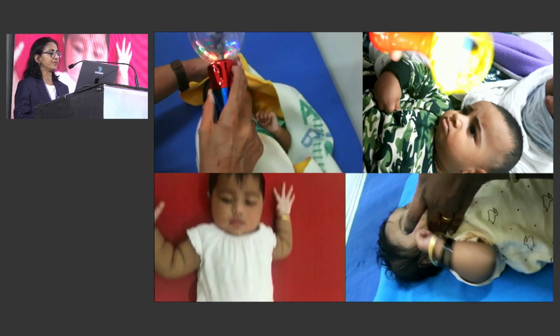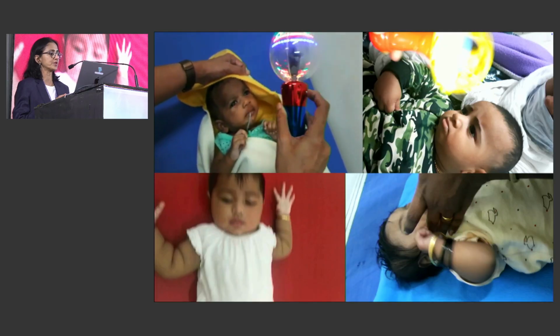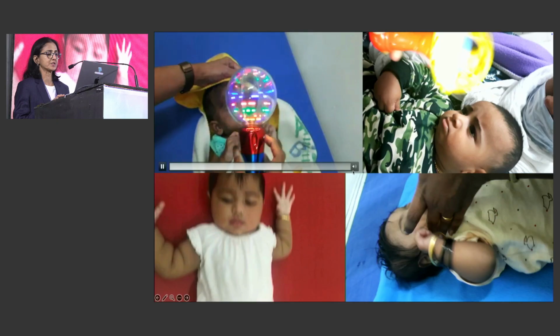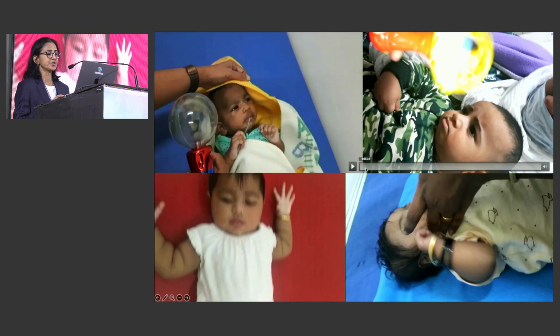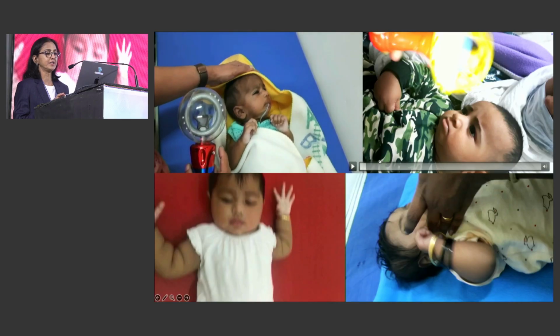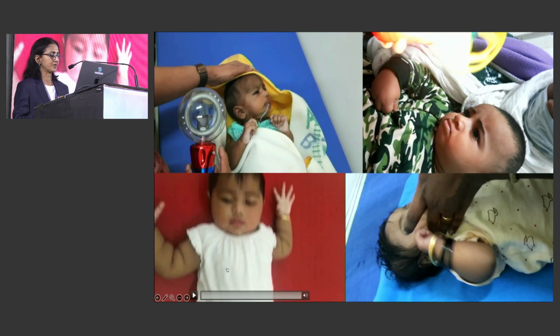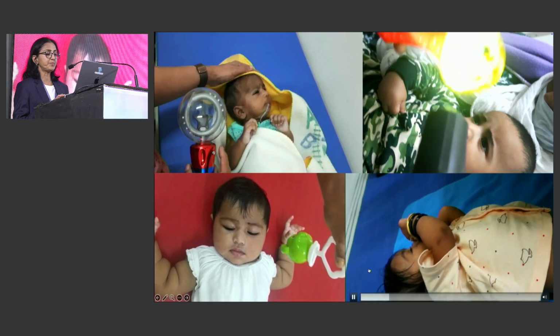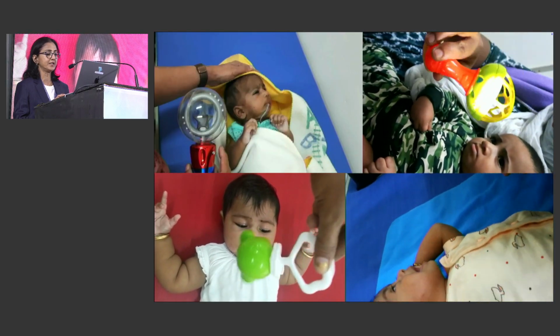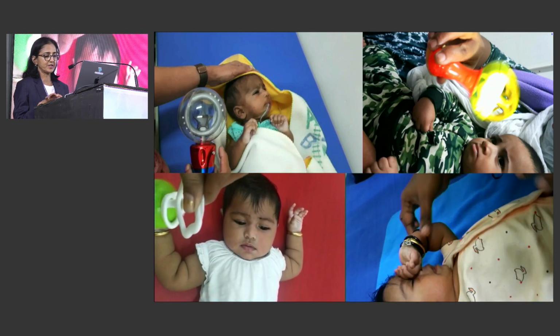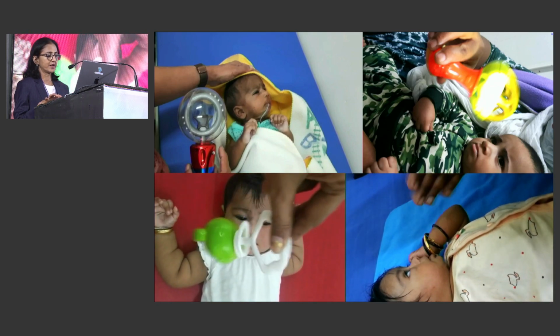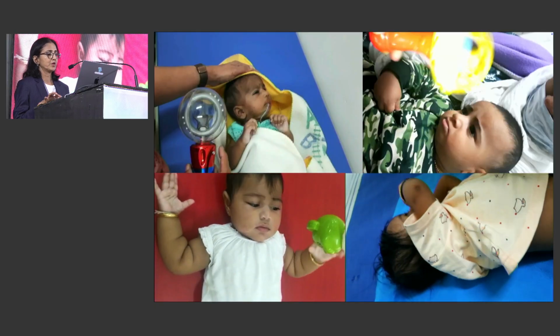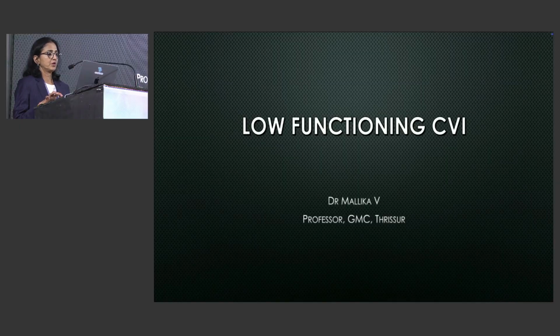Like this child finding it very difficult to focus on an illuminated object. And this child not even looking at the lighted object. Same thing is this child also. And this child prefers to look at one side, and that side he always prefers to the calls of the mother and recognizes the mother, etc. So that is what I would like to tell you about low functioning CVI.